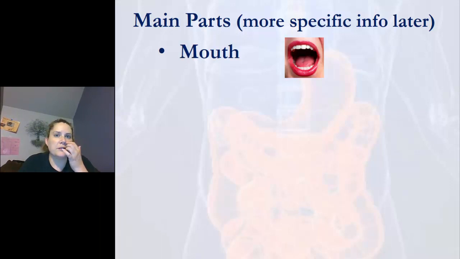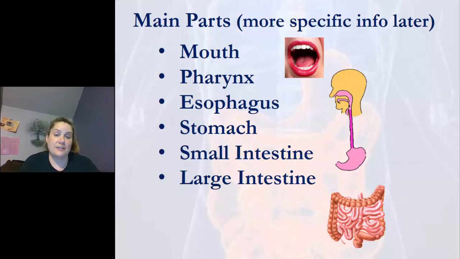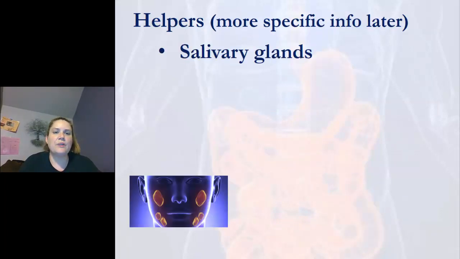The main parts of our digestive system, and I'm going to talk more specifically about each of these later, are the mouth, the pharynx, the esophagus, the stomach, the small intestine, and the large intestine. Oh, by the way, that is a pharynx. It is not a pharynx. The Y comes before the N.